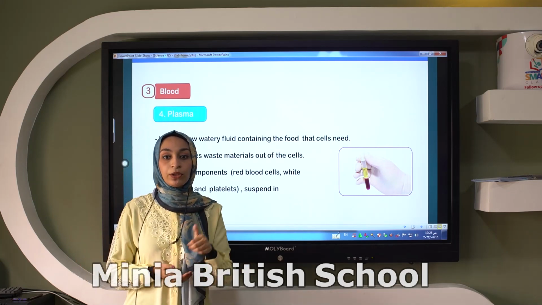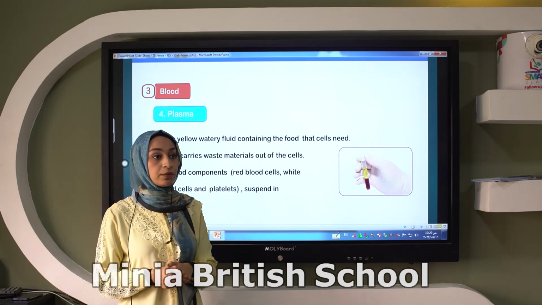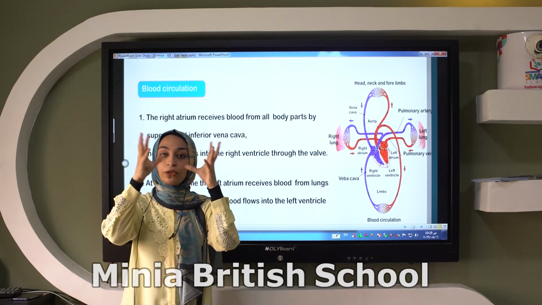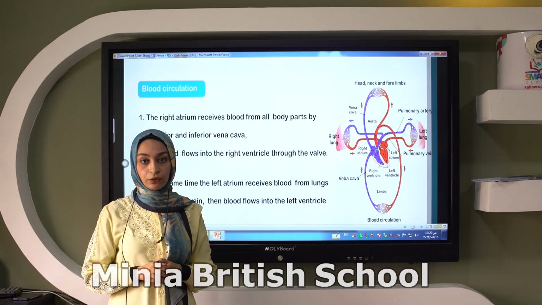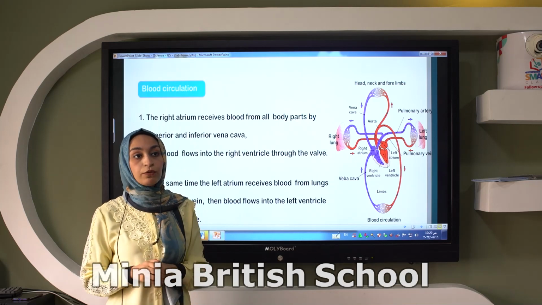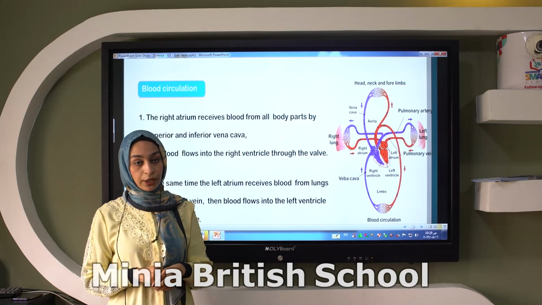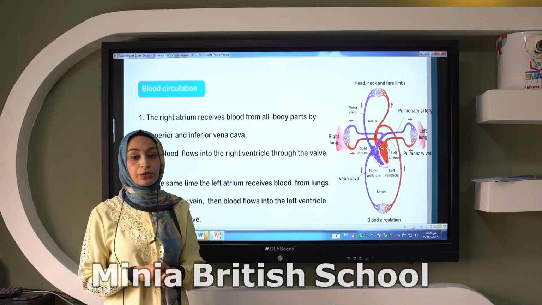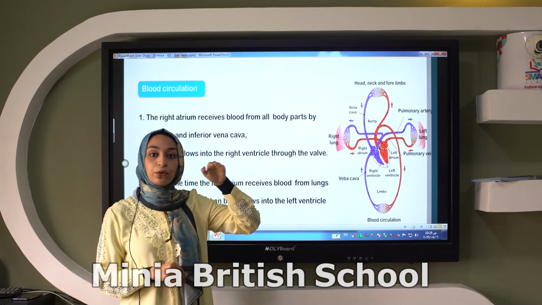So until now we talked about the structure of the circulatory system, which is the heart, the blood vessels, and the blood. What about the blood circulation? The blood circulation starts from all the body cells, delivering the blood to the right atrium through the vena cava. Then the right atrium contracts, pumping the blood to the right ventricle through a valve. From the right ventricle, the blood goes to the two lungs through the pulmonary artery, and from the two lungs to the left atrium through the pulmonary vein, and then from the left atrium to the left ventricle through the valve.